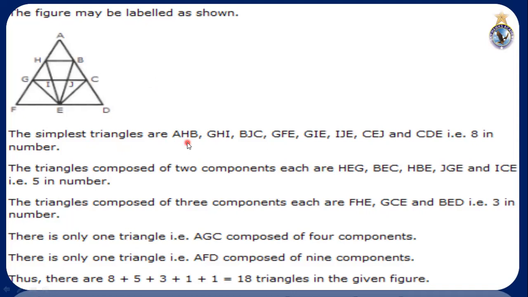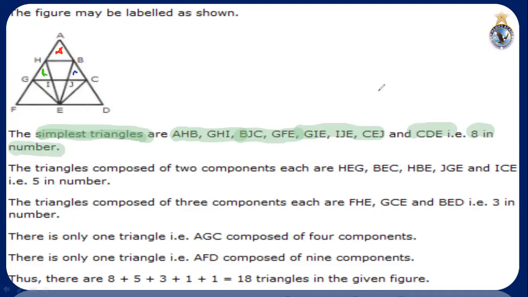So this time let me mark with color. Here, AHB is the topmost. Then GHI. So where is GHI? This is this one. Then BJC, this one at the right.